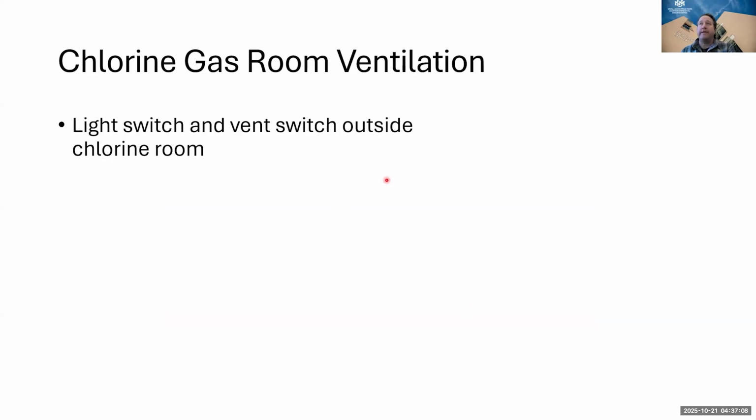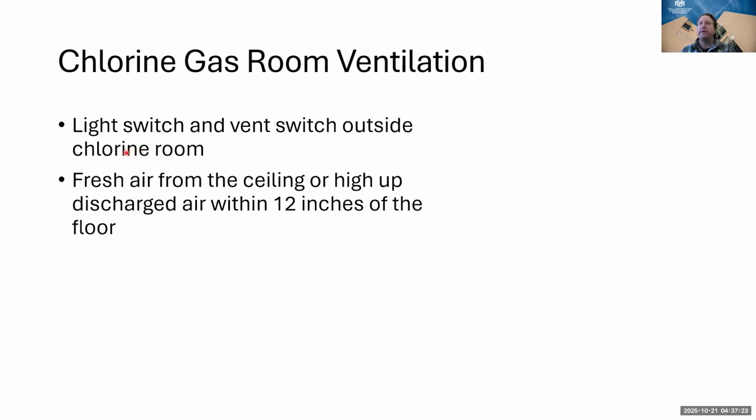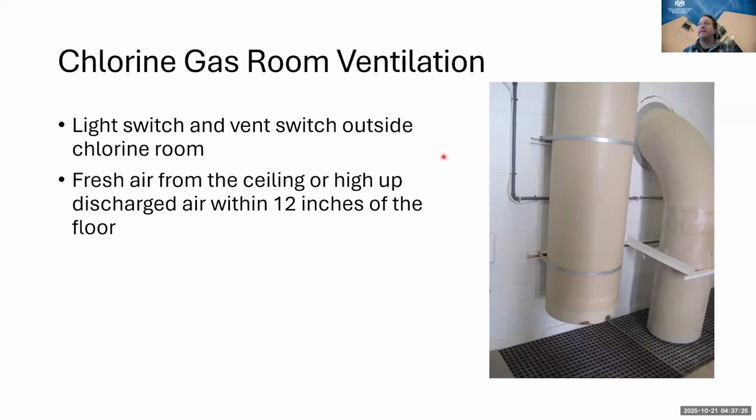When we talk about the chlorine gas room, it needs to have a very specific ventilation setup. The light switch and the vent switch should be outside the chlorine room, so you should not have to go in the chlorine room to turn on the light switch and to turn on the vent. Again, fresh air from the ceiling. So here we have fresh air coming in from the ceiling, and then discharged air within 12 inches of the floor. In this case, we have an air well here where the fresh air comes in, it goes into the air well. Any chlorine gas is going to sink into this well, and then it can be discharged into a treatment system.